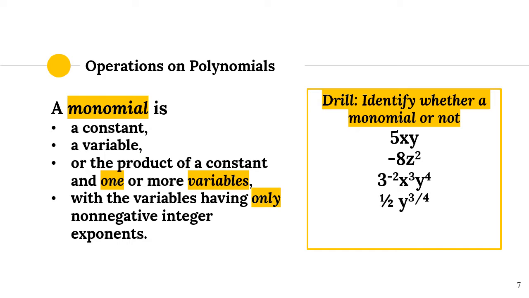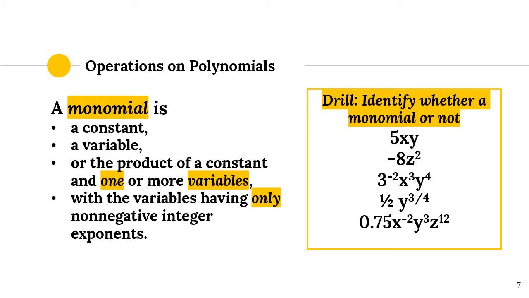Next, we have 1/2 y raised to 3/4. Is this a monomial or not? Pause, answer, and then play if you want to hear the answer already. In 3, 2, 1, this is not a monomial. Why? Because the exponent of the variable y is 3/4, non-integer. It's a non-integer rational number. It's a fraction.